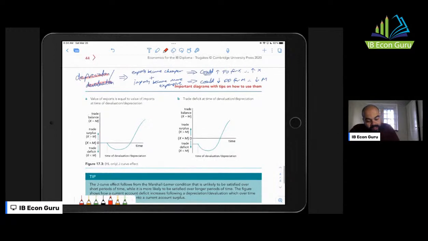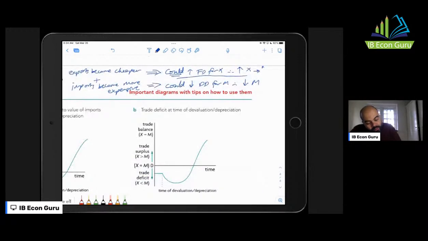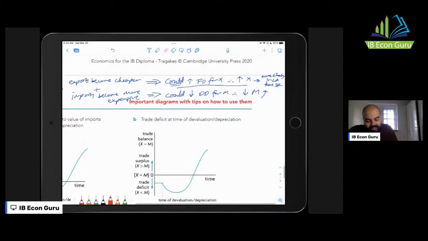So the point is, this could increase foreign demand for exports and lead to an increase in export revenue, but this is more likely to happen in the long run than the short run, both of these. In the short run, your import expenditure will actually increase and your export revenue will actually decrease. But in the long run, because demand becomes more elastic, that's when this happens.